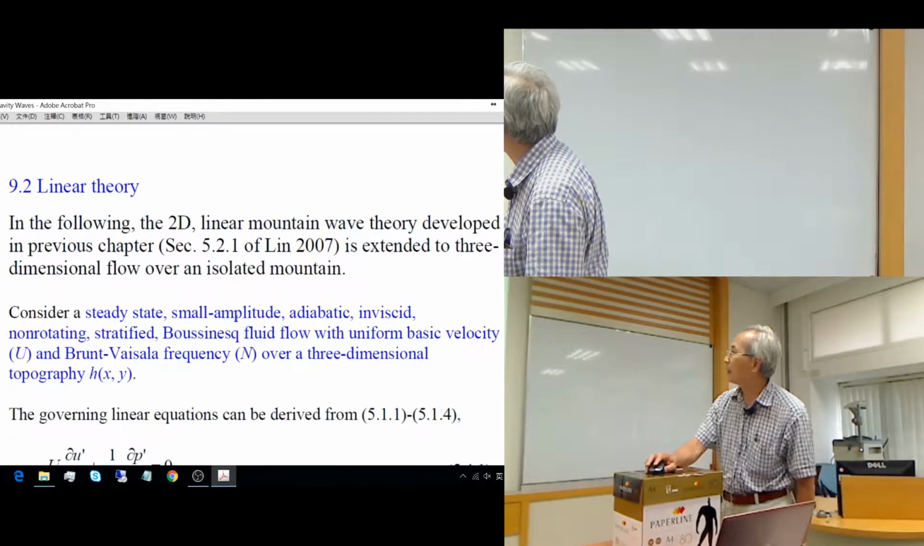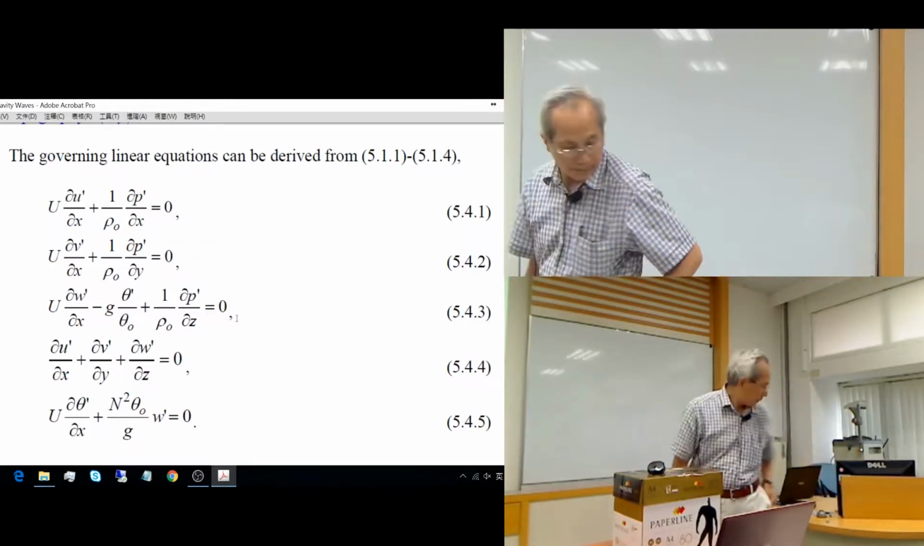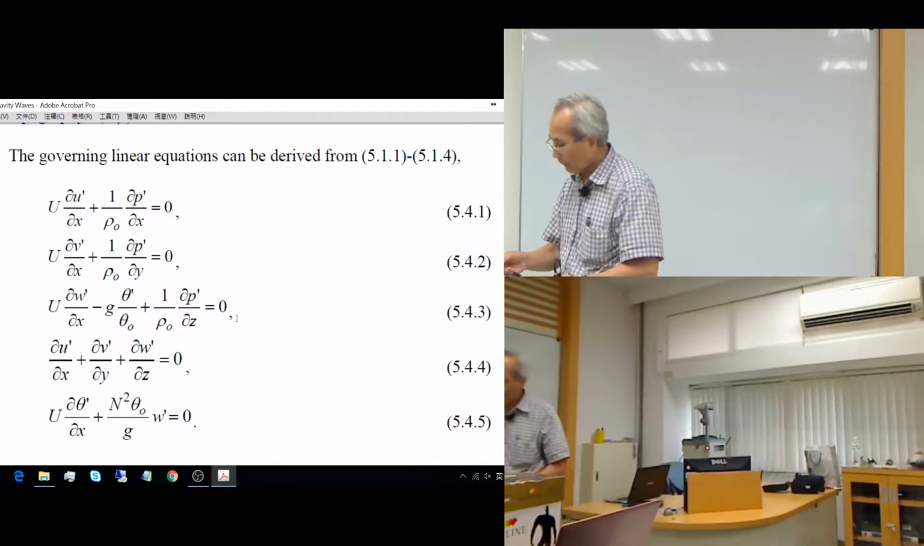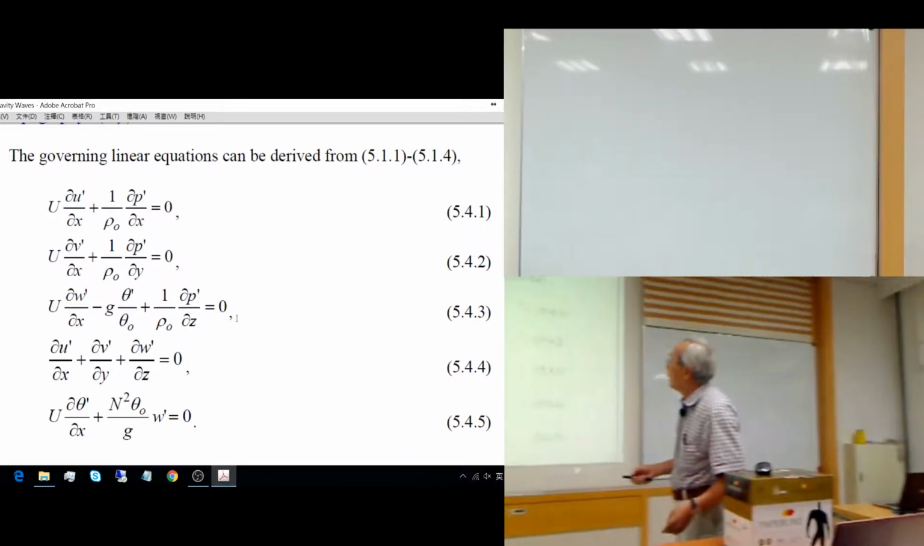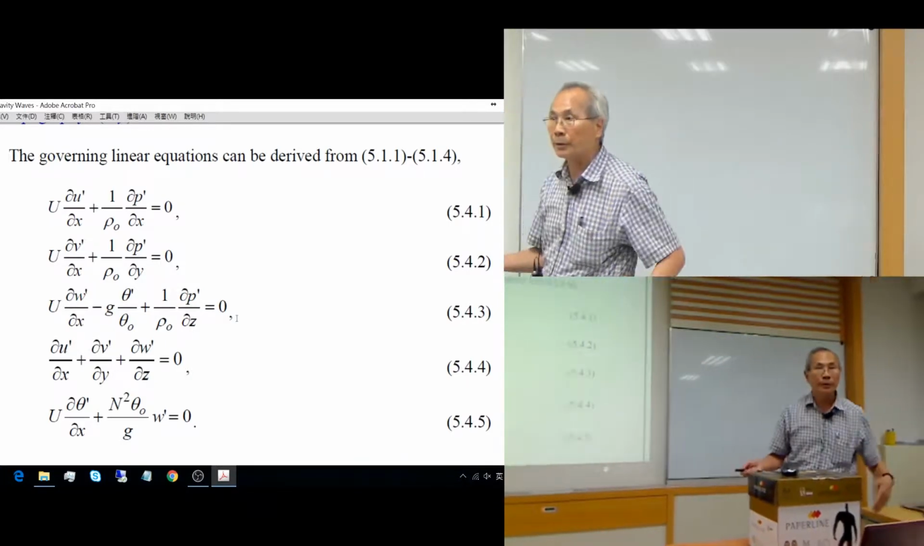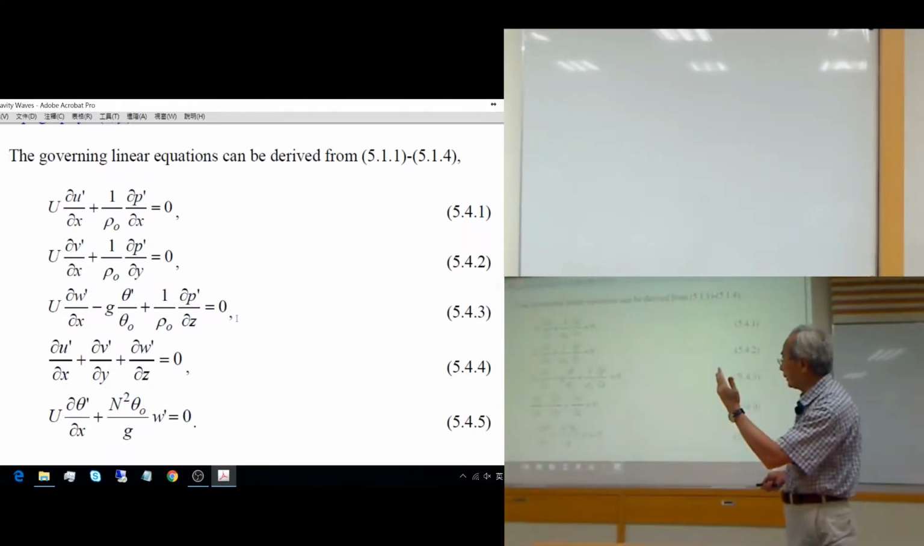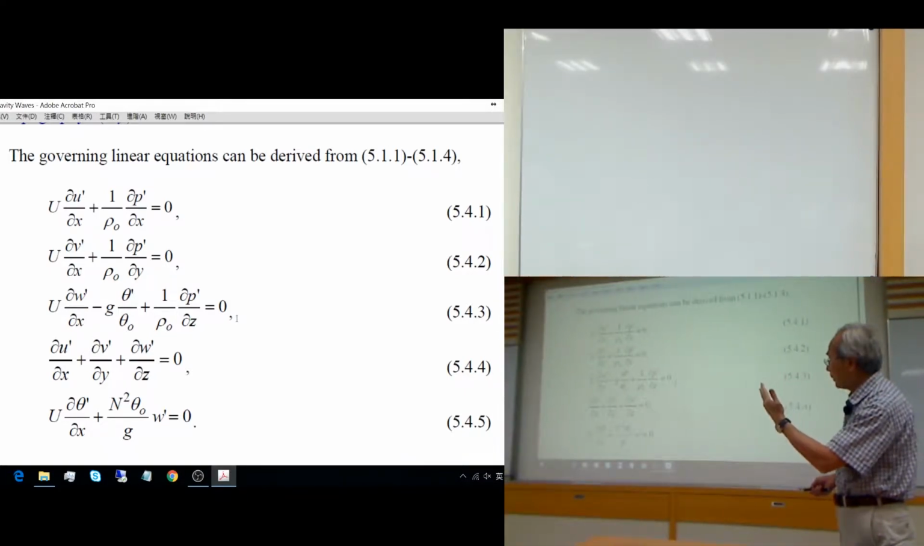Okay, anyway, we start with the linear theory. And that is similar to what we had before, except we have the y momentum equation, and then we have partial y. The rest are the same as before, and also we made the assumption of linear and inviscid. There's no friction. No friction term, and Boussinesq.